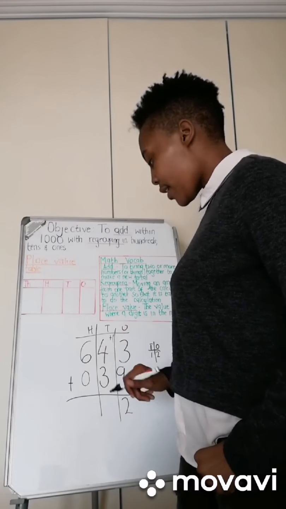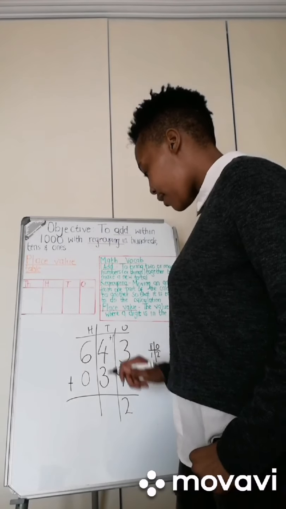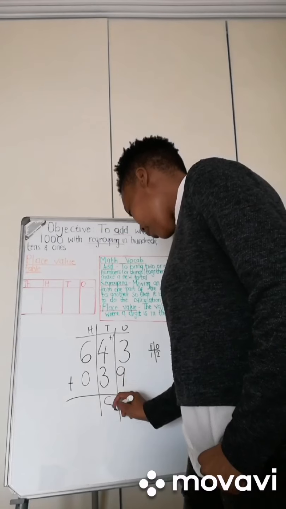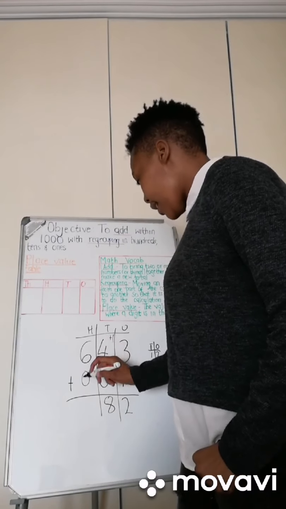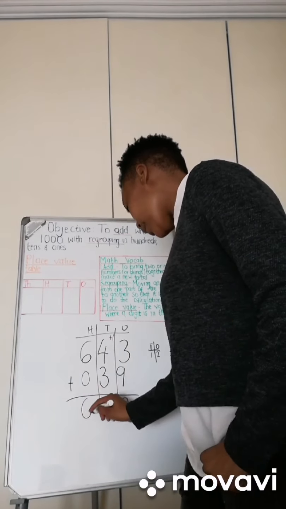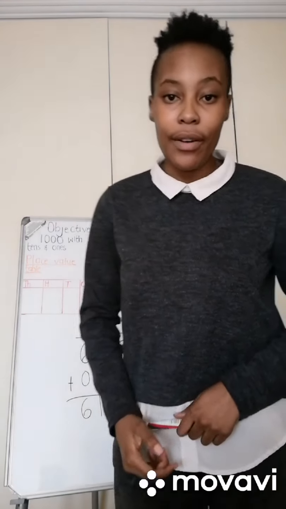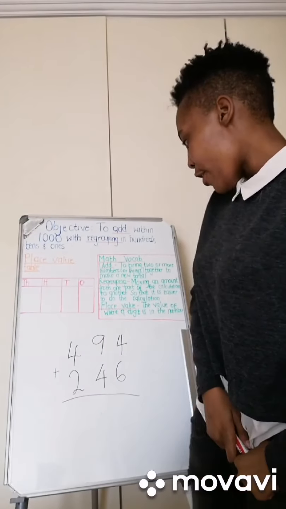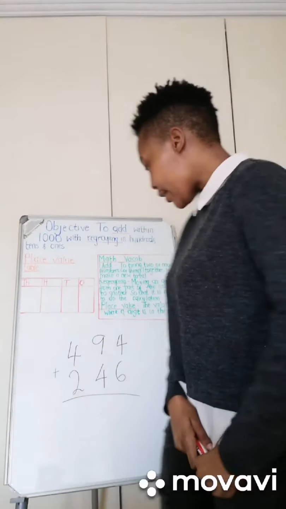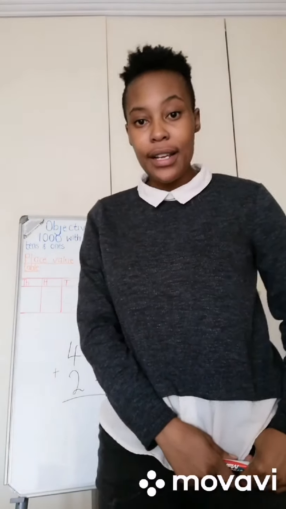What is 4 add 1? That's 5. 5 add 3? That's 8. 6 add 0? 6. And our answer is 682. For our second example, we have 494 add 246.